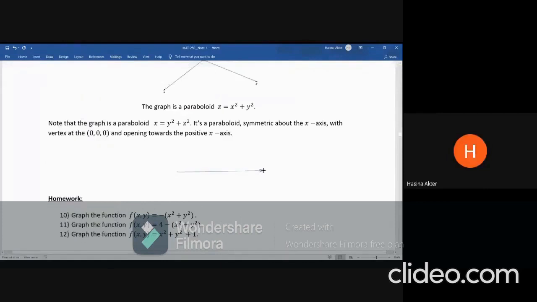Definitely, because the domain of the paraboloid is the whole yz plane. The domain of the paraboloid is the whole yz plane. So you have a parabola shape on the xy plane, you have a parabola shape on the xz plane.